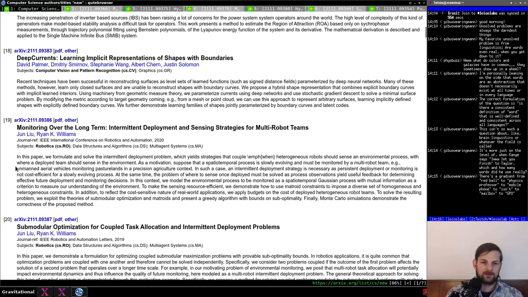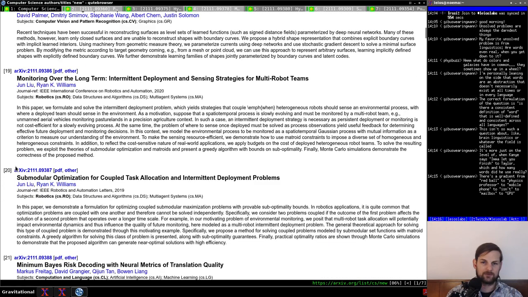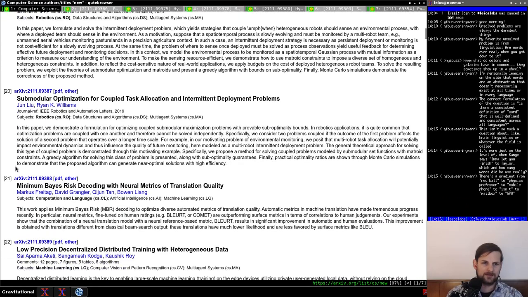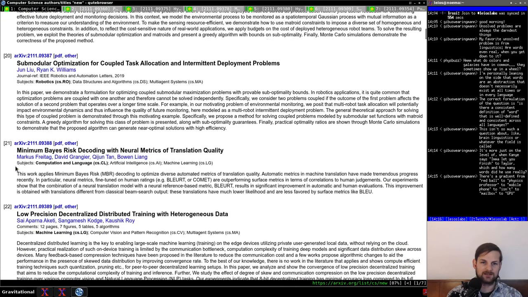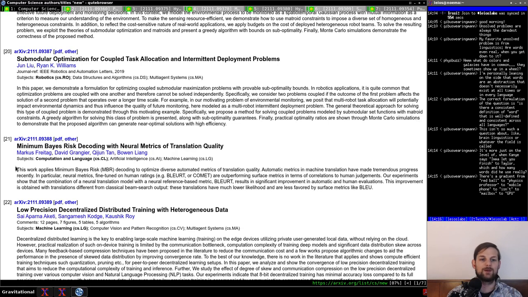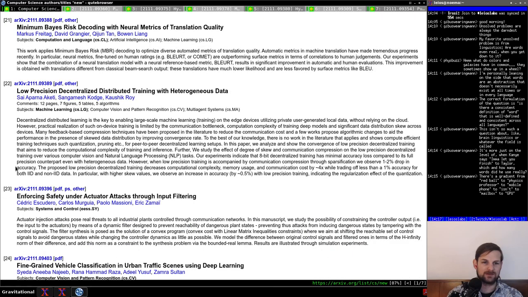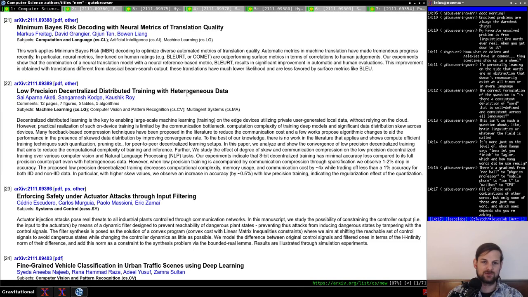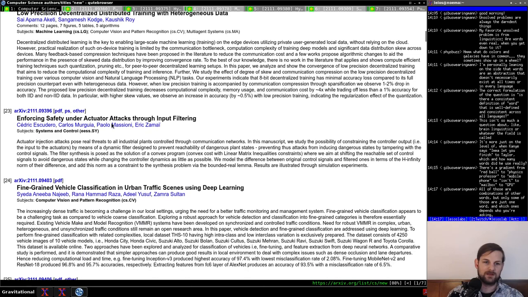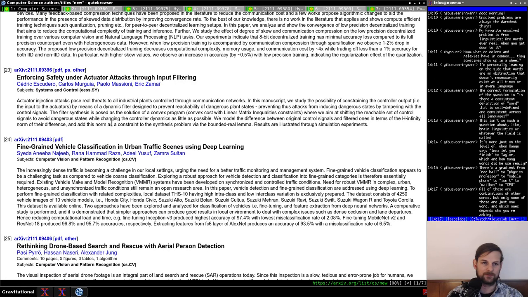So, monitoring over long-term, intermittent deployment and sensing strategies for multi-robot teams. Man, lots of robotics today. Submodular optimization for a couple task allocation and intermittent deployment problems. Minimum Bayes risk decoding with neural metrics of translation quality. Low precision decentralized distributed training with heterogeneous data. Now, the heterogeneous data here could be quite interesting, but I don't really want to do training right now. It's not something I'm interested in. Enforcing safety under actuator attacks through input filtering. What is an actuator attack?